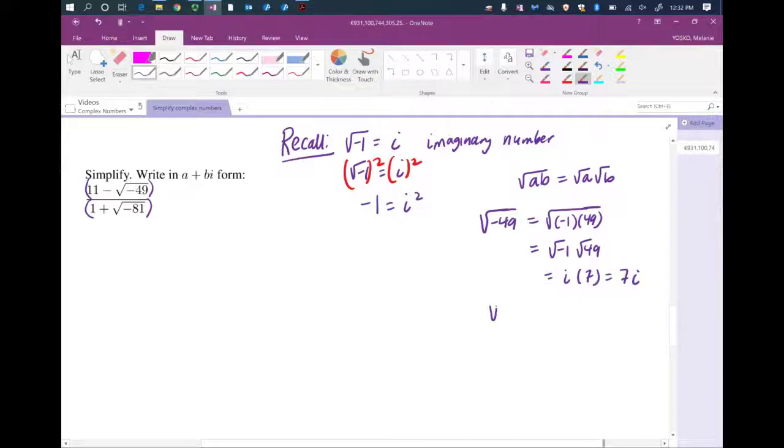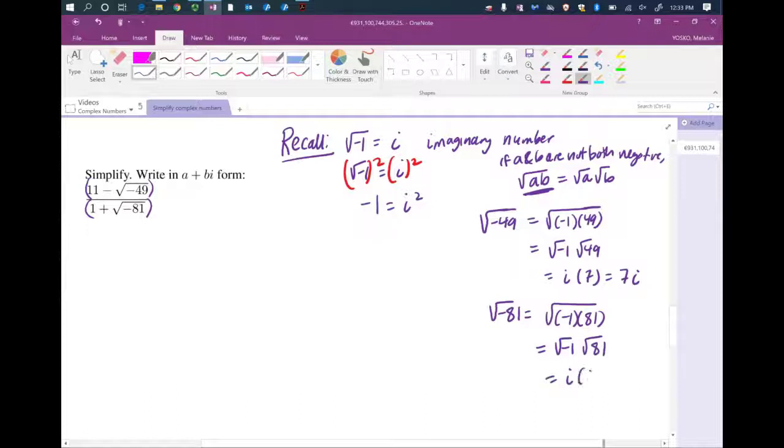And then we can do the same thing with the square root of negative 81. That's the square root of negative 1 times 81. And again, a and b are not both negative, so this is true. We have the square root of negative 1 times the square root of 81, so this is i times 9, or 9i. So we're going to use that up here when we clean up. This is the same thing as 11 minus 7i as my numerator, and the denominator is 1 plus 9i.